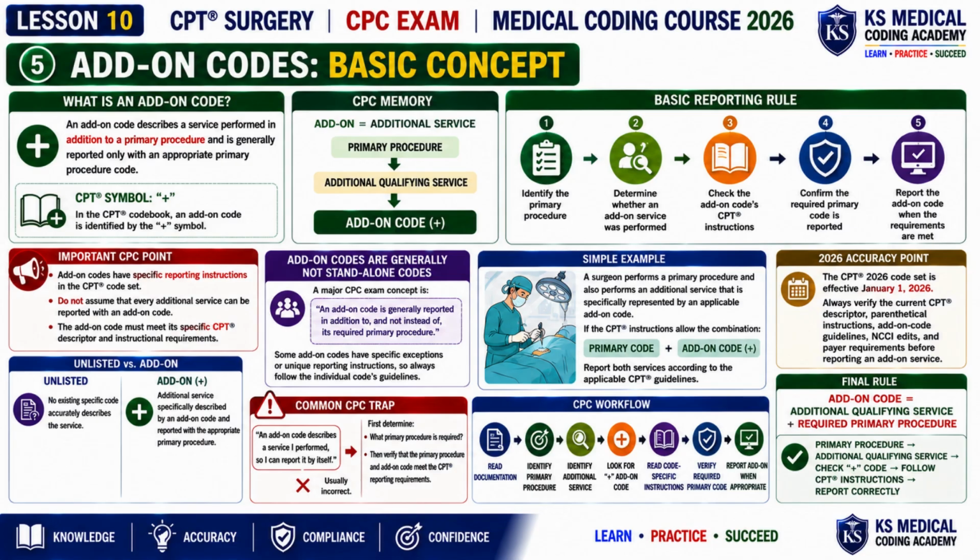Your CPC workflow is, read documentation → identify primary procedure → identify additional service → look for the plus code → read code-specific instructions → verify the required primary code → report the add-on when appropriate. Remember the final rule. Add-on code equals additional qualifying service plus required primary procedure. Always follow the specific CPT instructions rather than assuming that every additional service qualifies as an add-on code.